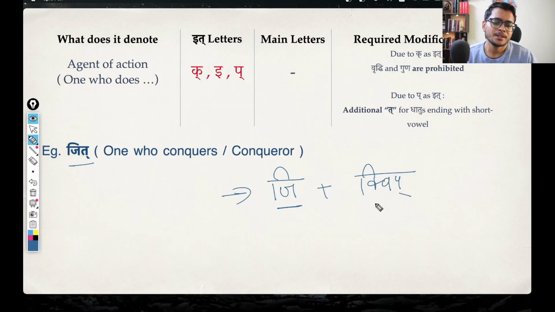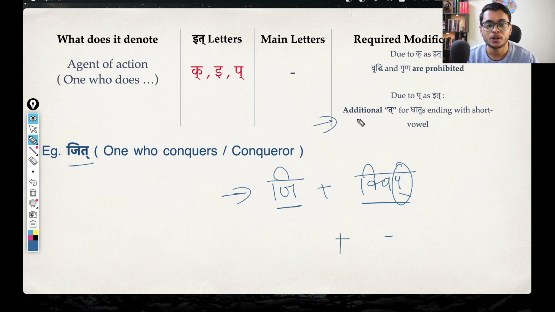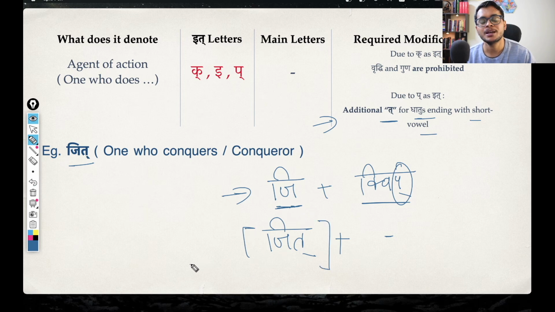And when we modify this dhatu using quip pratyay, since quip pratyay is a zero pratyay, nothing actually attaches here. But due to the pa as it letter in the quip pratyay, we see this modification that an additional ta comes for all dhatus ending with a short vowel. So since this ji is ending with a short vowel, you get an additional ta. So this is the only modification that happens, and this is the pratipadika we get, jit, one who conquers, the conqueror. Okay, so this is the vyutpatti of this pratipadika.